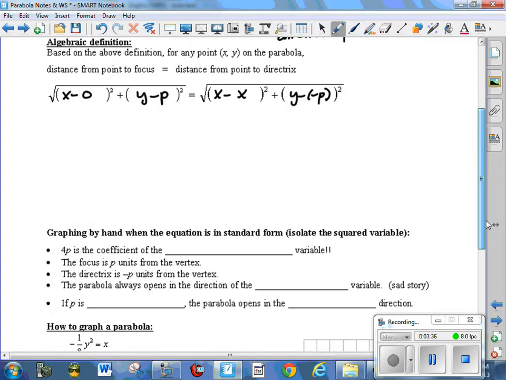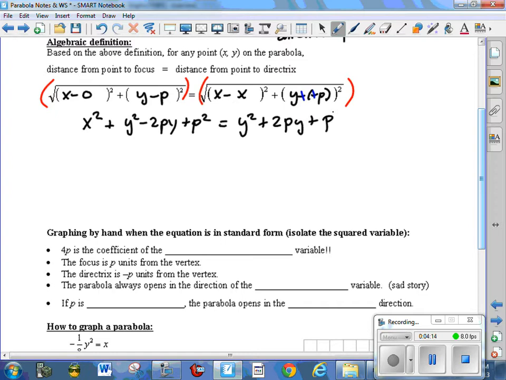Now I'm going to simplify this and make it look a little nicer. Distance from point to focus equals distance from point to directrix. Square both sides. That gets rid of the square roots. And then let's simplify what's inside the squared terms. So x minus 0 squared simplifies to x squared. (y minus p) squared, we're going to expand to y squared minus 2py plus p squared. We have (x minus x) squared, which is 0. And then y minus a negative p becomes y plus p. So we have y squared plus 2py plus p squared.